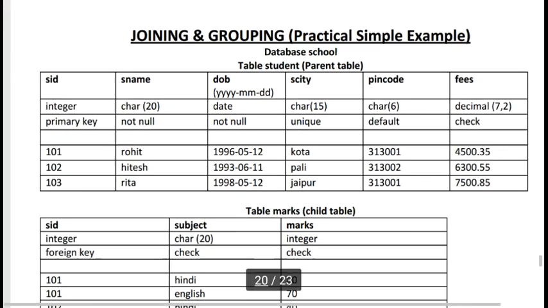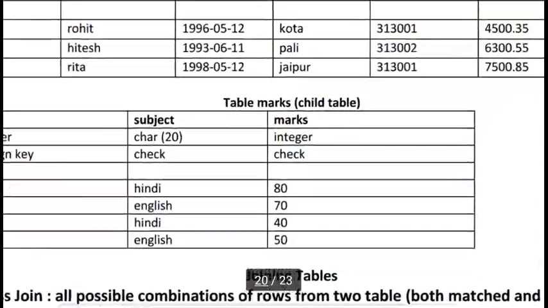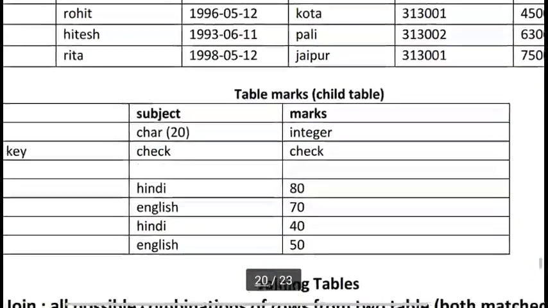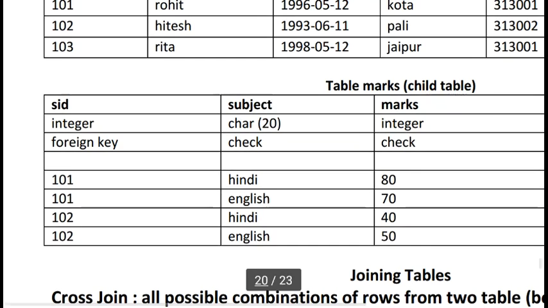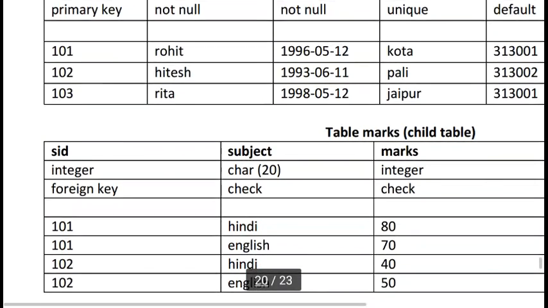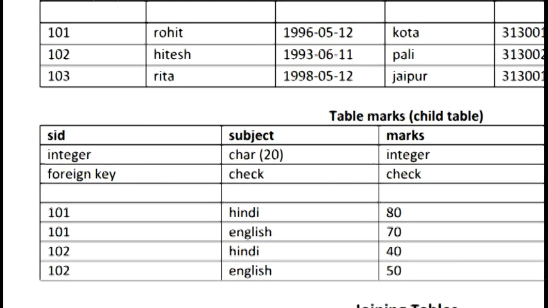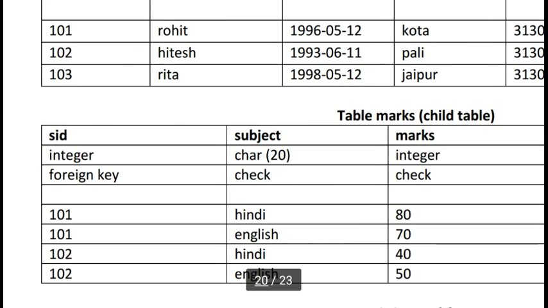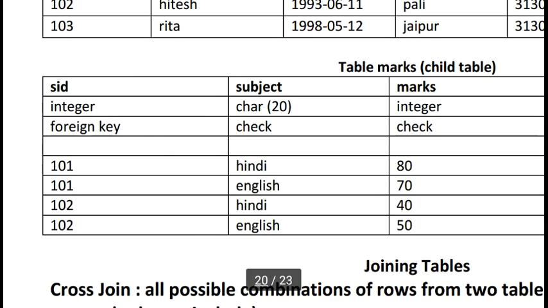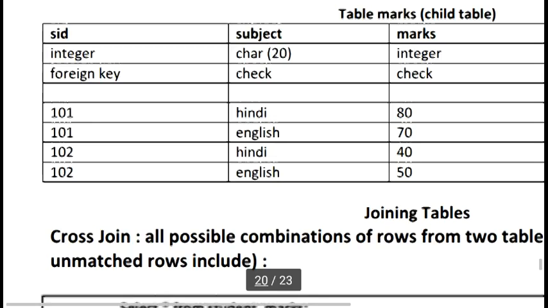These are the data, and this is the other table of the school database, marks. SID depends on the student table. The columns are SID integer, subject character 20, and marks integer. SID is important, it is a foreign key. Subject is a check constraint: only Hindi and English subjects will be allowed, and marks between 0 and 100 will be used. And the foreign key will repeat.